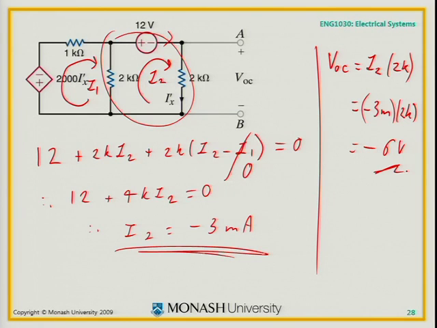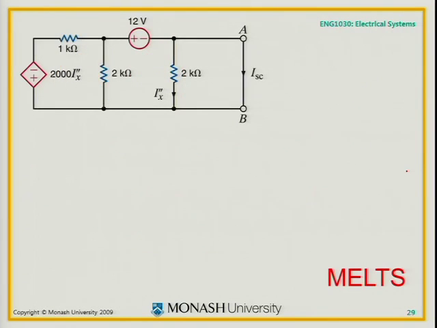A lot of people had 6. I don't know where 6 came from, whether there was just a simple sign that you got wrong or switched, or you just guessed 6 because it looked right. I'm not sure. Hopefully you can see where you went wrong after I've worked through it. So that's just VOC.